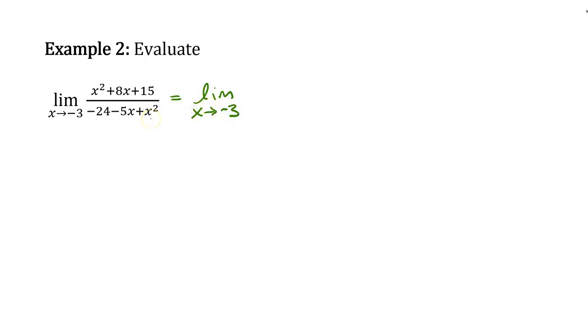of their derivatives. So the derivative of our top would be 2x plus 8 over the derivative of our bottom, which is -5 plus 2x. Now apply the limit. Direct substitution, -3 in for both x's. You can use your calculator if you'd like. 2 times -3 is -6, plus 8 is +2 over -11. And there we are. That's all we need.